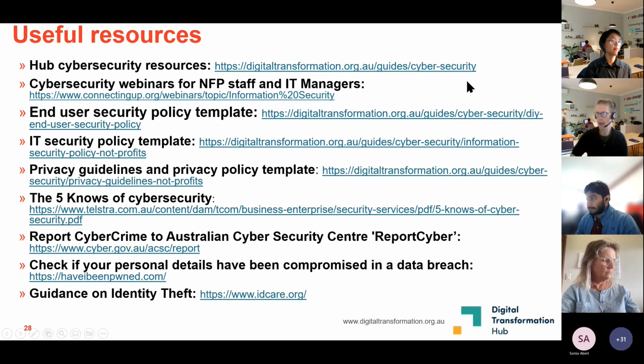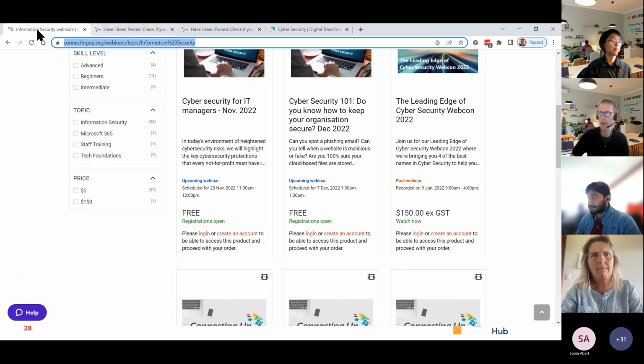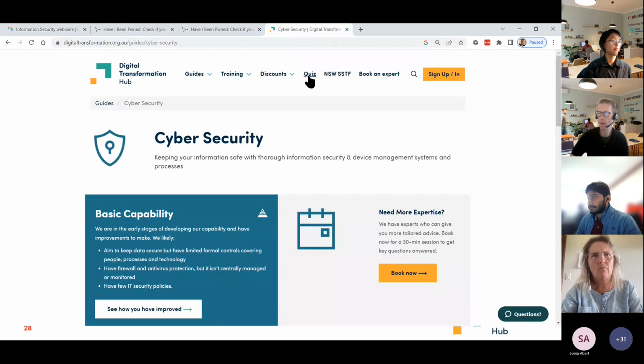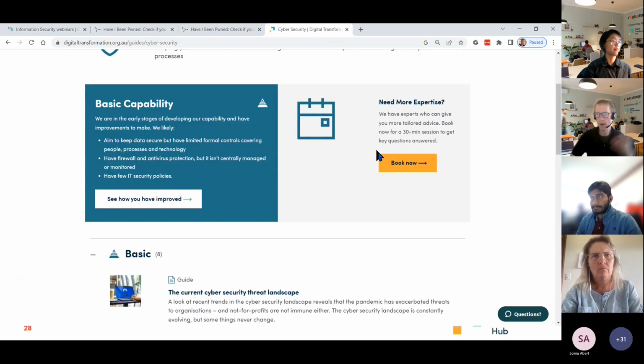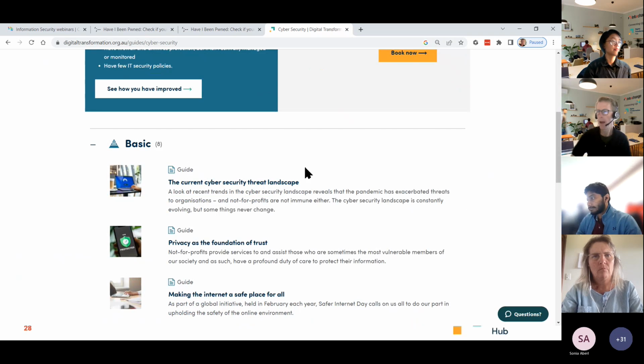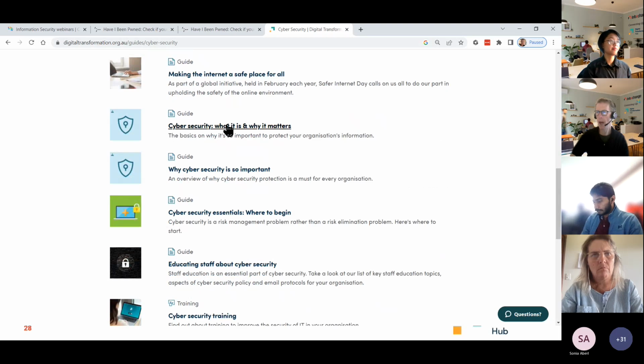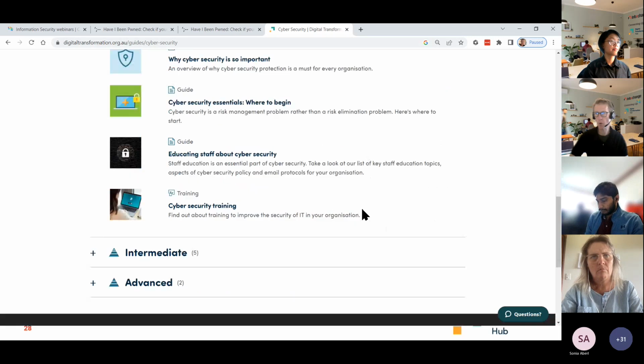A bunch of useful resources. I've put the hub up there. Here we are, cybersecurity resources on the Digital Transformation Hub. As always, everything on the hub is free. So a bit of a summary on current threat landscape, what it is and why it matters. Here's the cybersecurity essentials, where to begin.